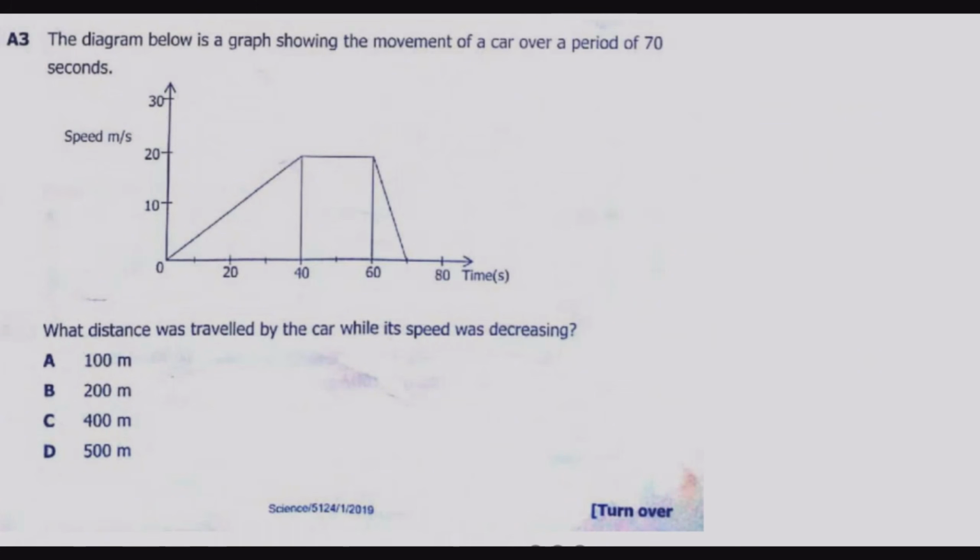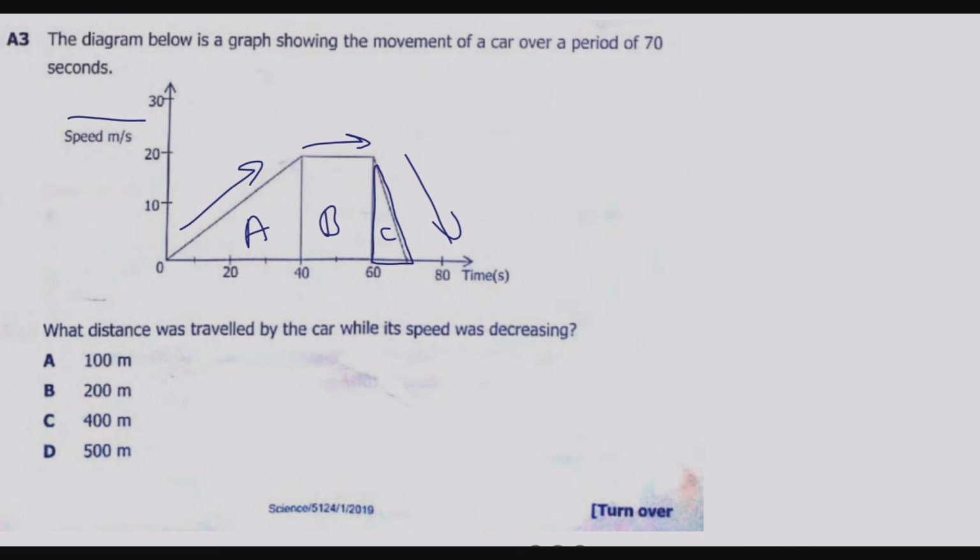Let us move to question 3. The diagram below is a graph showing the movement of a car over a period of 70 seconds. What distance was traveled by the car while its speed was decreasing? So in this region, the speed is increasing. Remember, this is speed increasing, then constant, then decreasing. So we have A, which is triangle A, then rectangle B, then we have C. What we need to find is the area under C when the speed was decreasing.